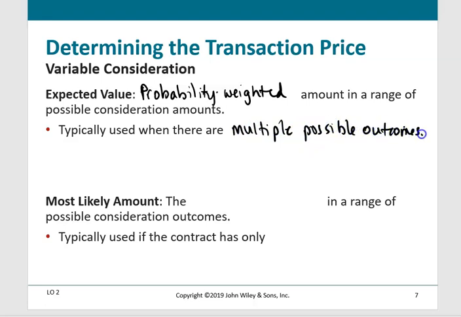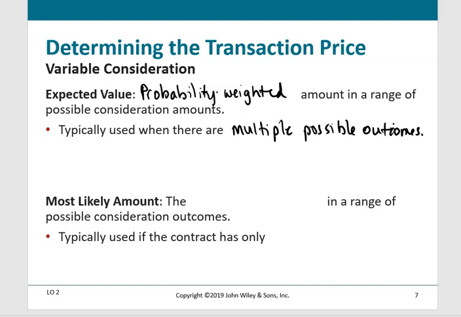So let's say we offer our customer a 5% discount if they pay within 30 days. We offer them a 3% discount if they pay within 60 days, and we offer them a 1% discount if they pay within 90 days. And past 90 days, they have to pay the full contract amount. Well, those are multiple possible outcomes by which we can say what is the likelihood that the customers are going to pay within the 30, 60, or 90 days, or perhaps not take any of the discount periods and just pay the full 100%.